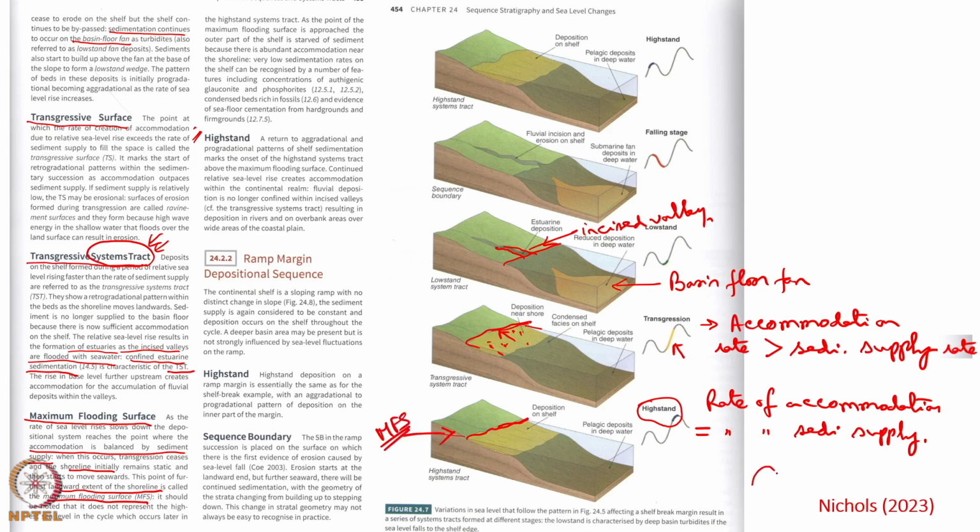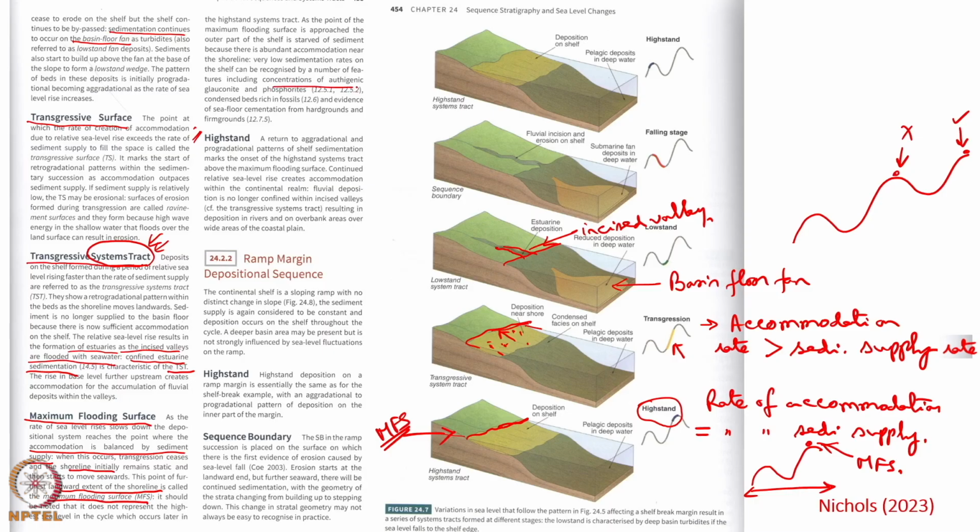When we consider this part of the curve, in this context this point represents the maximum flooding surface. But if I consider this curve further, then this point is not the maximum flooding surface, rather this point is the maximum flooding surface.